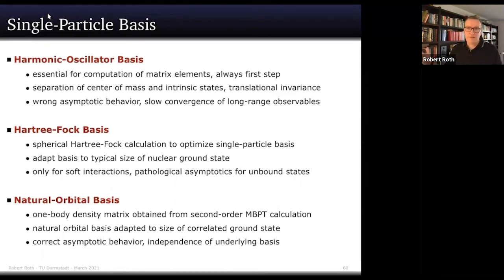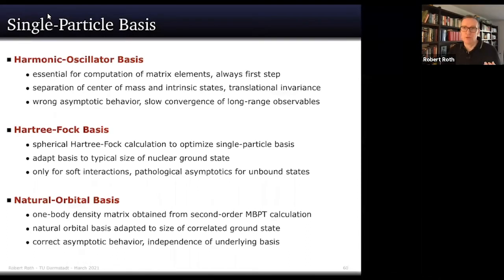Now, what other bases come to mind? One thing that is a pretty obvious idea is to go to a Hartree-Fock single particle basis. You can use the Hamiltonians that we discussed to do a simple Hartree-Fock calculation. The ground state energy you get out of Hartree-Fock will be pretty bad. Typically, you get, even after SRG evolution, something like half of the real binding energy.